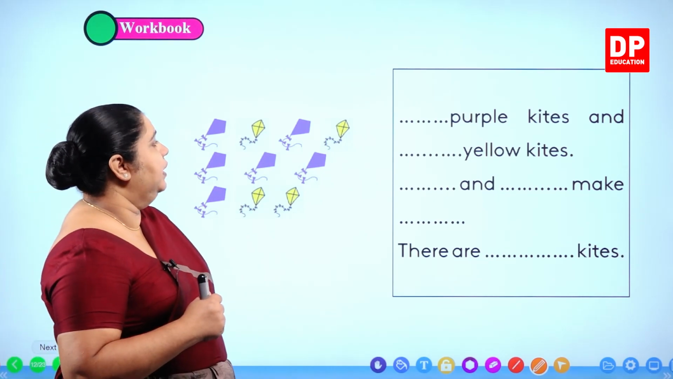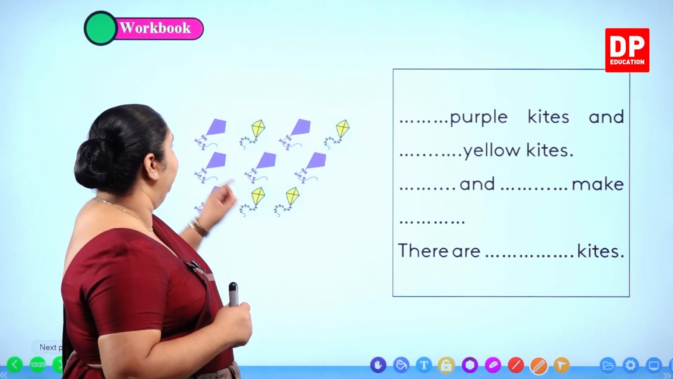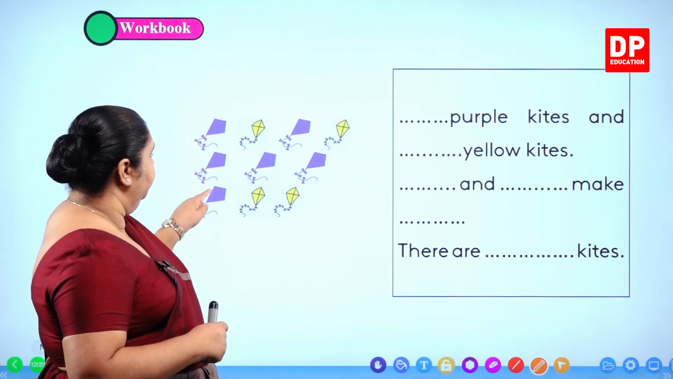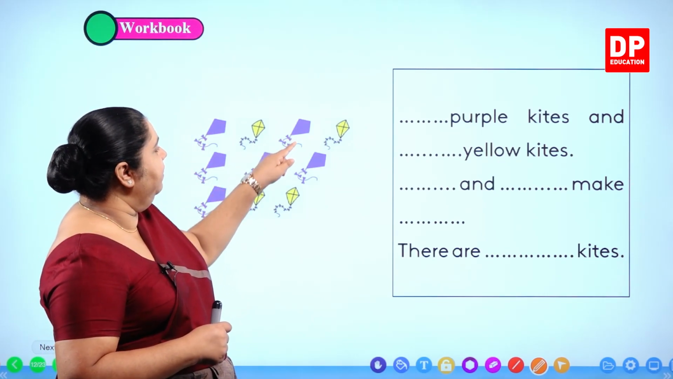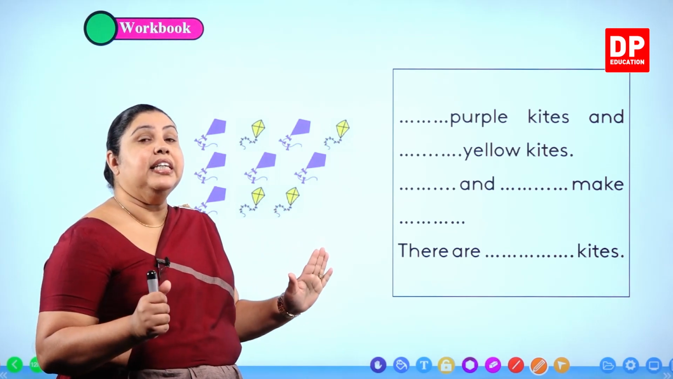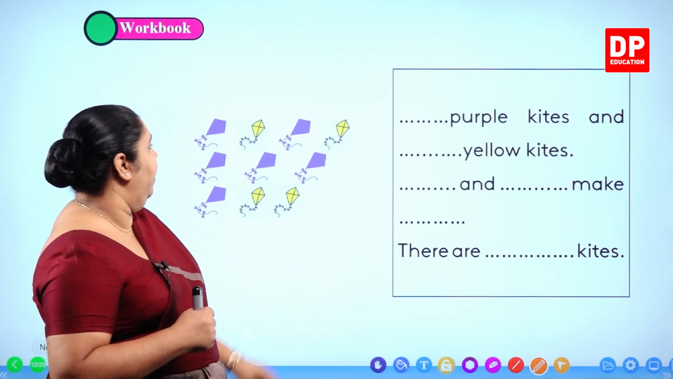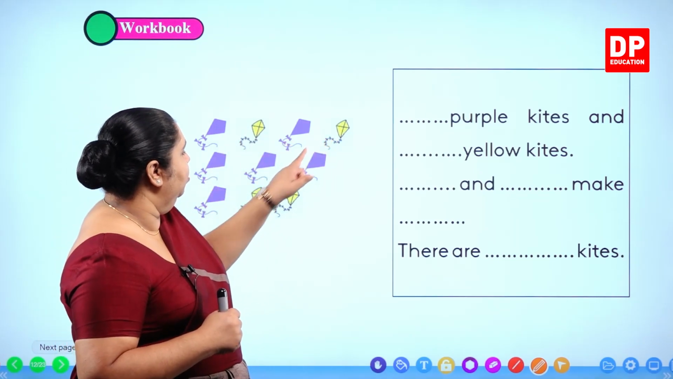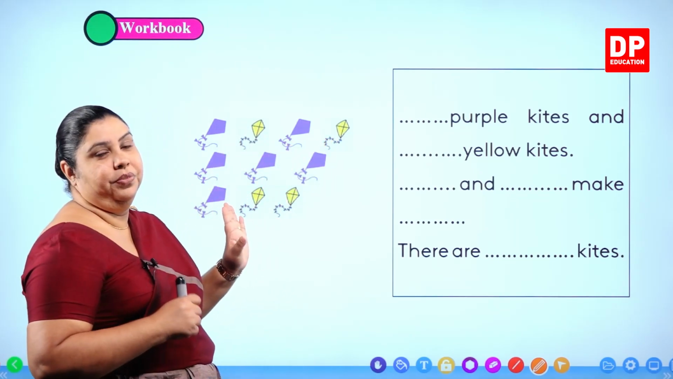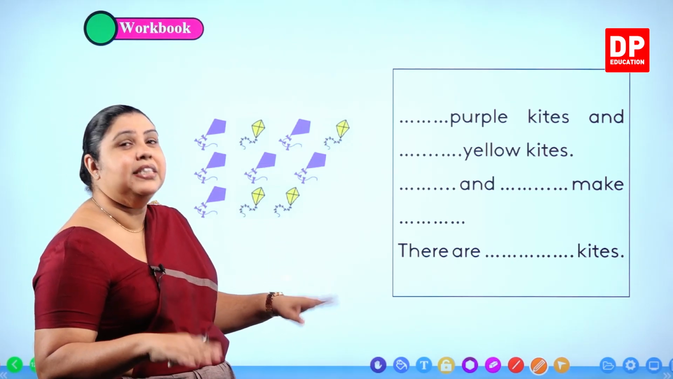Now let's start counting. First, shall we count the purple kites? Shall we count them? 1, 2, 3, 4, 5, 6. We have 6 purple kites. How many yellow kites do we have? 1, 2, 3, and 4. Okay, we have 4 yellow kites.